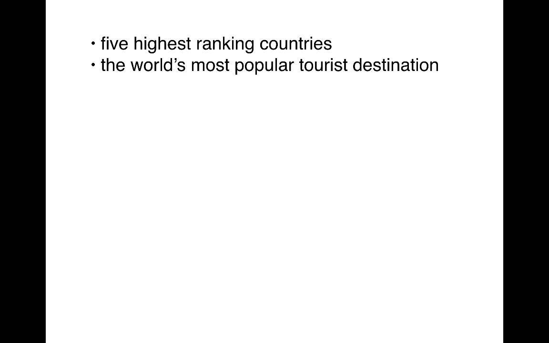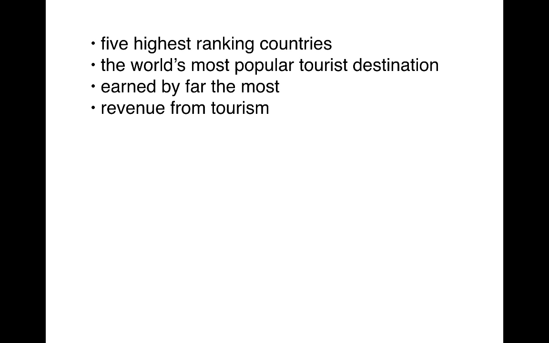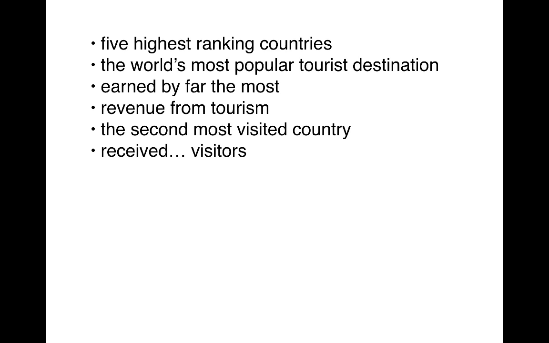I also wrote the world's most popular tourist destination. Earned by far the most. I often use this phrase, by far the highest, by far the most. Revenue from tourism. So this, instead of saying spending, I've used revenue. That's the income from tourism. The second most visited country, comparisons as usual. Received visitors. You can say that a country received visitors. Ranked 5th.